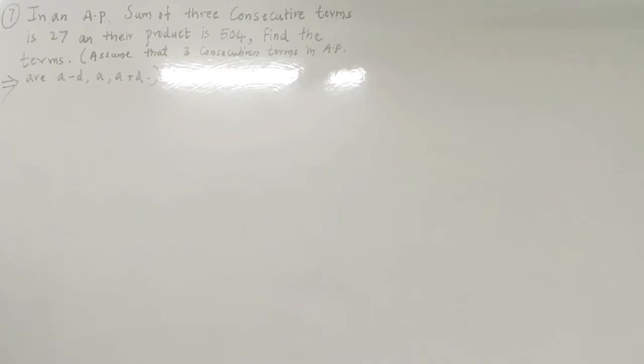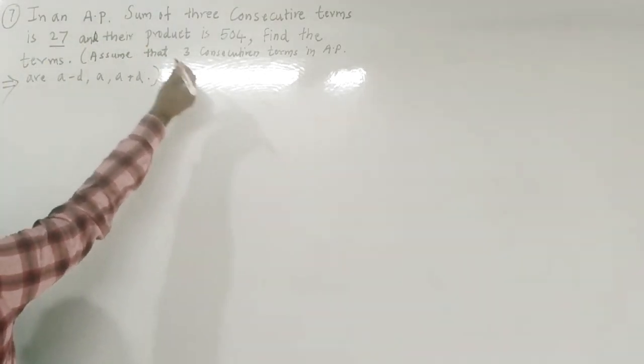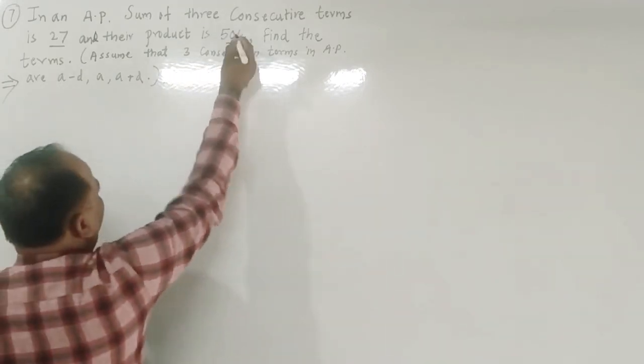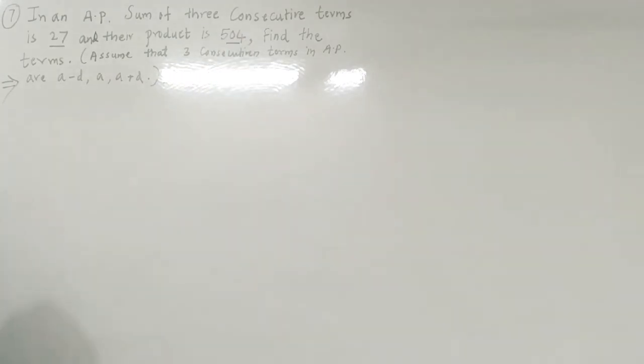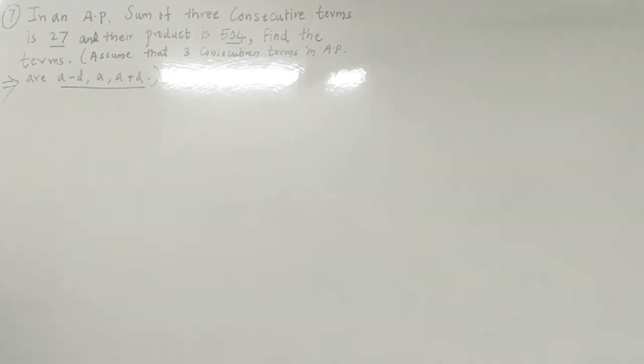Seventh example: in an AP the sum of 3 consecutive terms is 27 and their product is 504. Find the terms. So assume that 3 consecutive terms in AP are a minus d, a and a plus d.